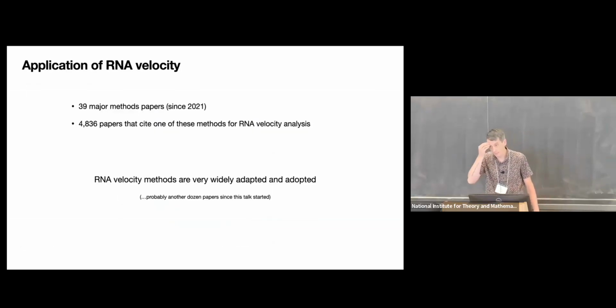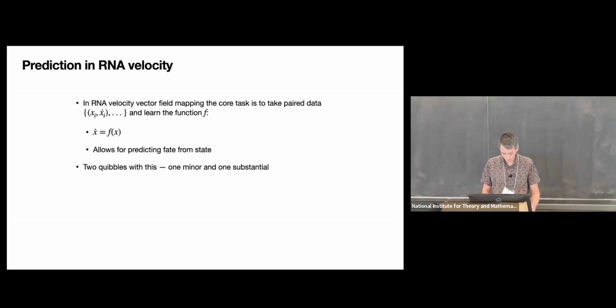These methods have really been very widely adopted. Since 2021, I found about 39 major methods papers, which form the methodological foundation for the field. And those papers have been cited in about 5,000 downstream applications in that relatively short period of time. As I said, probably a couple more were published in the last 5 minutes since this talk started. All right, so the title of this talk is weird. The first part says against prediction.